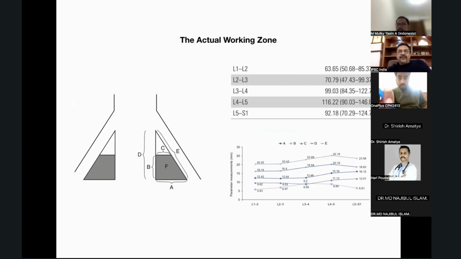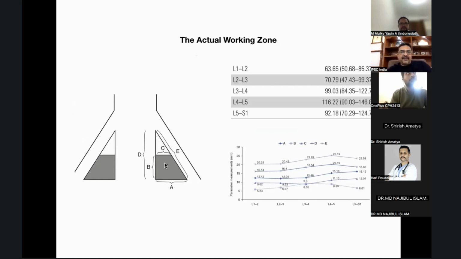So this is actually the working zone, or we also call it the discal space. Basically, we are not considering this part of the nerve root, which is forming one of the angles. So we are not considering this part. We are just taking this part as the actual working zone, which we get.